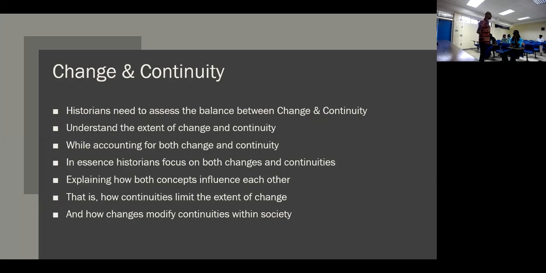So the legacies, the continuities, we cannot just accept it as, oh, you know, legacy of the past and so on. No, we need to understand the extent to which societies are changing, the extent to which societies are maintaining some of these legacies, and explain why, while accounting both for change and continuity. In a sense, historians focus on both changes and continuities. That's what we really study, changes and continuity, explaining how both concepts influence each other. That is how continuities limit the extent of change. So sometimes the change is limited because of those forces that tend to maintain things as they are.